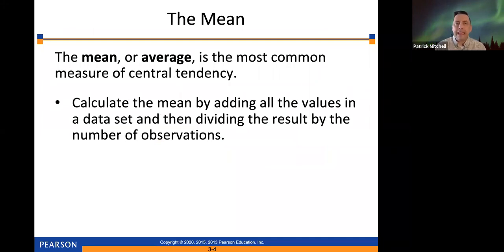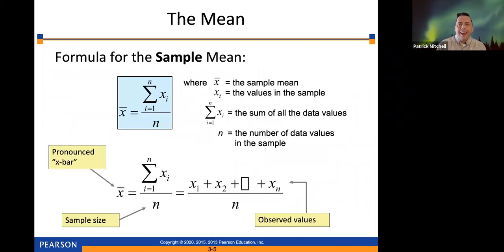Starting with the mean, also known as the average, is the most common measure of central tendency. You calculate the mean by adding all the values in the data set and then dividing by the number of observations. So this you've definitely done before. This is what this formula looks like in statistics. It's a little intimidating to look at, but it really means exactly what we just said.